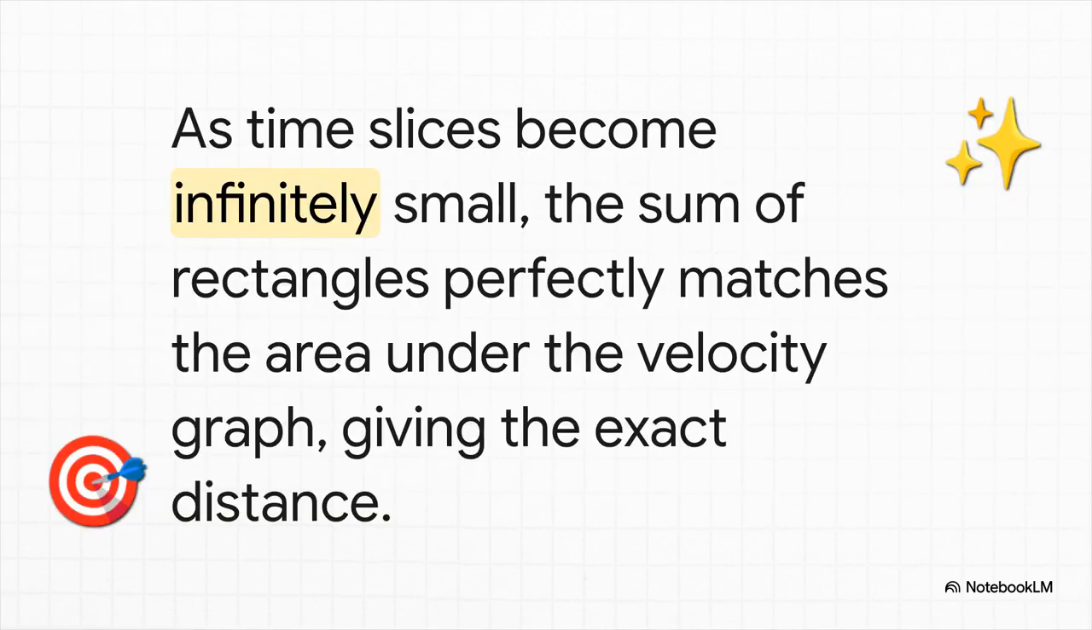And this is where we take the big conceptual leap. Right now, our sum of rectangles is just an approximation, right? It's close, but it's not perfect. But what happens as we make those time slices, dt, smaller and infinitely small? Well, the approximation gets so ridiculously precise that, at the limit, the sum of those razor-thin rectangles perfectly becomes the area under the velocity graph. And that area, it's not an estimate anymore. It's the exact distance the car traveled.